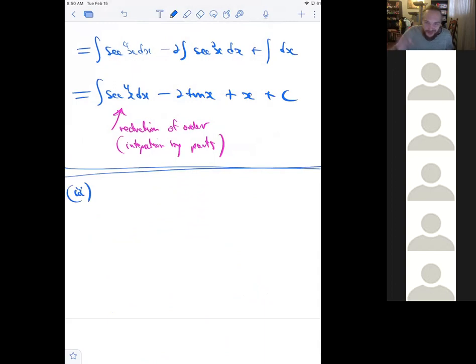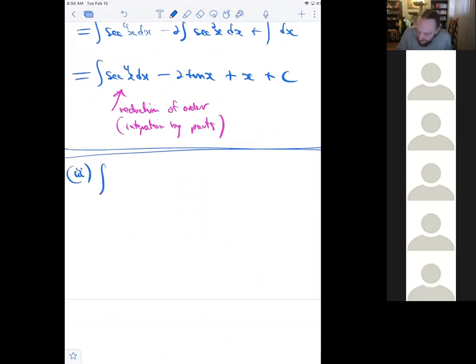You have to solve for the unknown integral. That's why I thought I should probably put this one after the next one. So reduction of order, remember when we did this, it reduces the power by two. So when I do reduction of order on secant to the 4th, it will turn into a secant squared again, and then you can just absorb this. I'll let you try it and see.